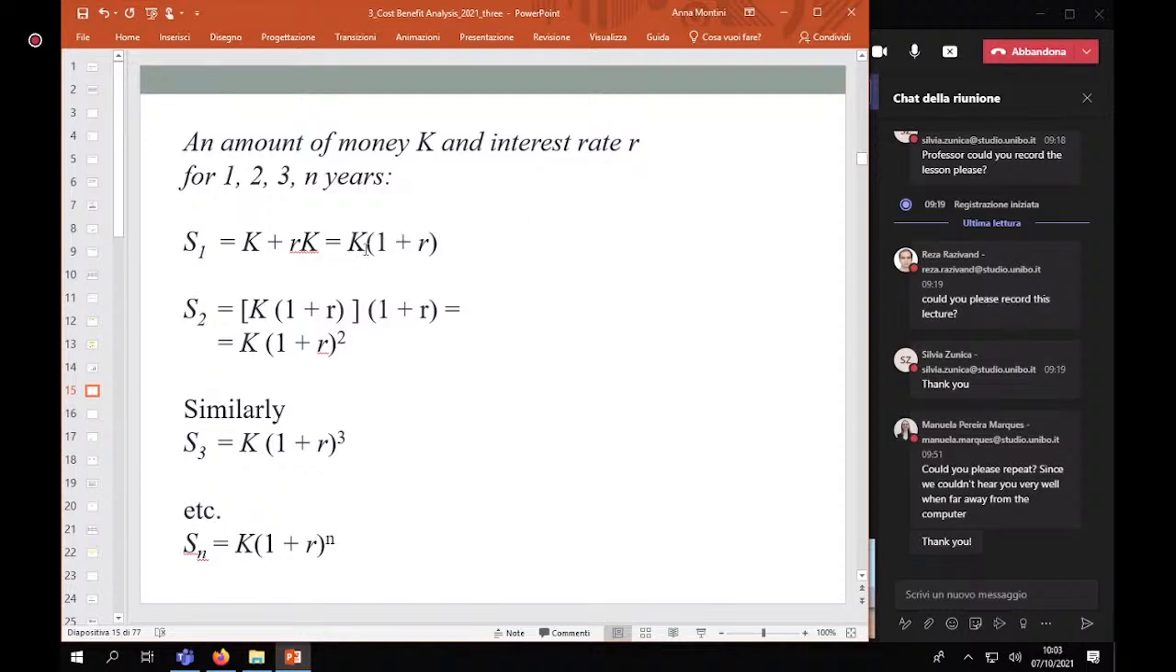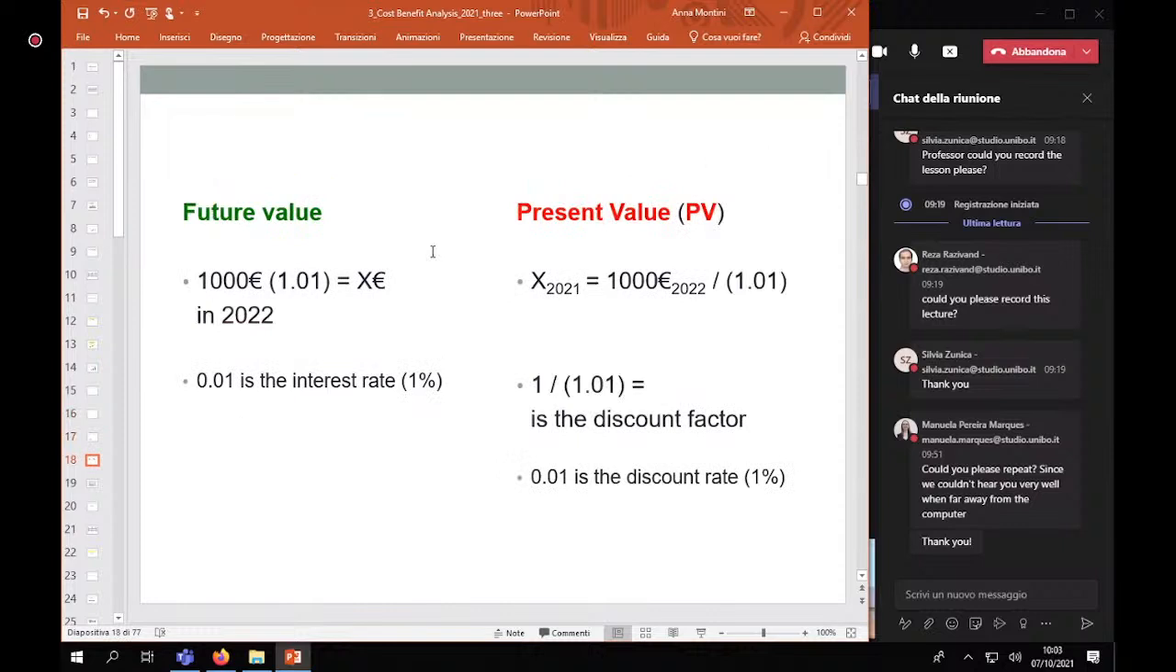K, the amount of money that you have today to invest, times 1 plus R. So it means that if I want to calculate the future value, I have an amount of money K today, 1,000 euro, times 1.01, that means 1 plus 0.01, because an interest rate equal to 1% can be represented with 0.01, and you will calculate the amount of money that you will receive at the end of the next year. Okay? So 0.01 is the interest rate.